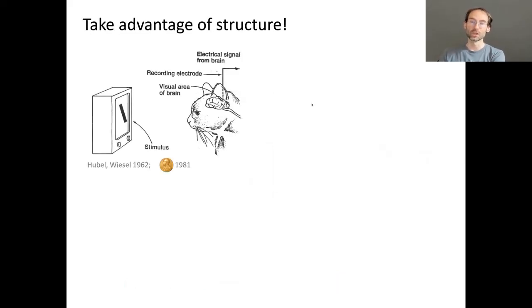What happened in computer vision is that the ideas that made it into working architectures of artificial neural networks came from the domain of neuroscience.